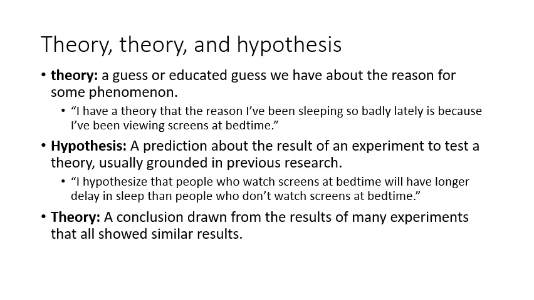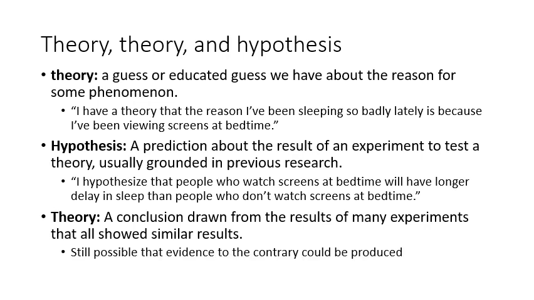And then an uppercase theory is a broad conclusion that's drawn from the results of many experiments that all had similar findings, like the theory of attachment or the theory of evolution. The reason we still call them theories, even though all the results show the same thing, is that it is still possible that some new study could show evidence to the contrary. It could still be disproven. And so even if there's tons and tons of evidence, we still look at it as a theory.